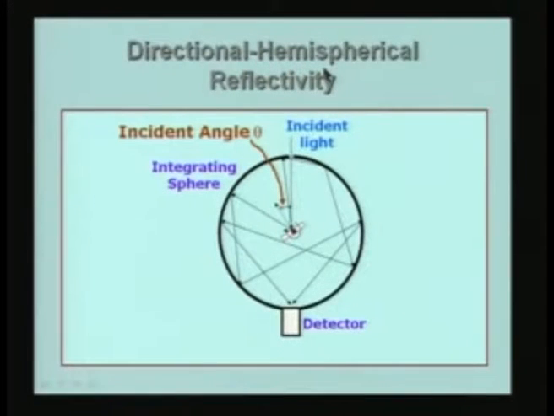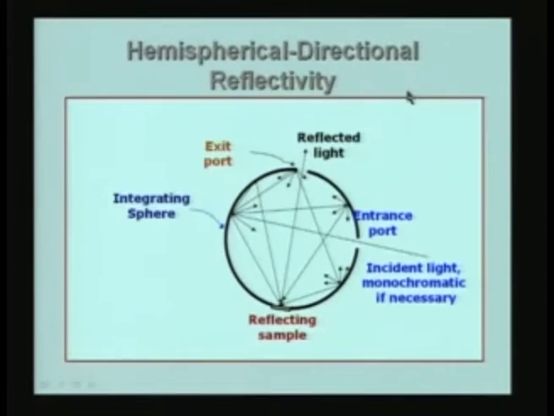The second arrangement is slightly different. It is the directional hemispherical reflectivity. In the previous case, the illumination of the sample was from all the directions of the hemisphere, and the reflection was measured in one particular direction.